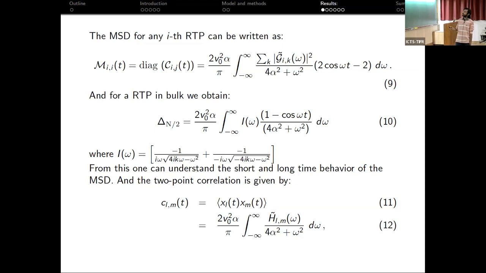So M_ii is basically given by this expression, and this is the mean square displacement for the ith particle. Then you consider when the chain is very long, and you can do some simplifications by tracing over all the diagonal elements, and then you can obtain a simpler expression for the mean square displacement for the RTP in the bulk. So for the mid particle, you can have an expression like this. And for any two particles, the two-point correlations can be given by a form like this. Later we will see that using this form, we can do some analytical calculations and have an exact expression for the correlation function.